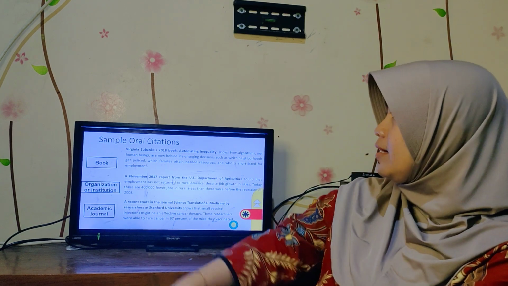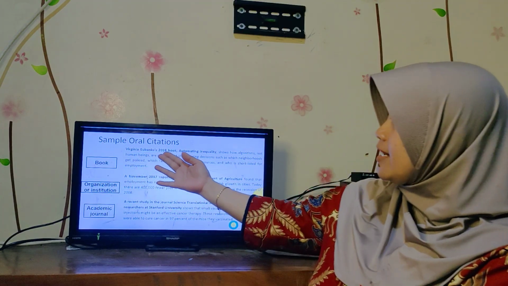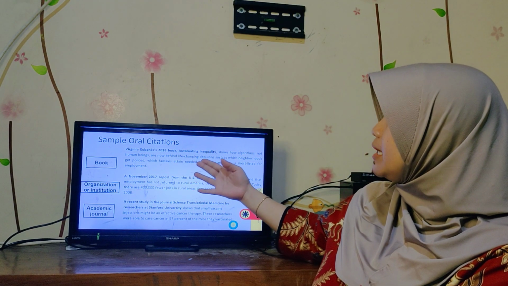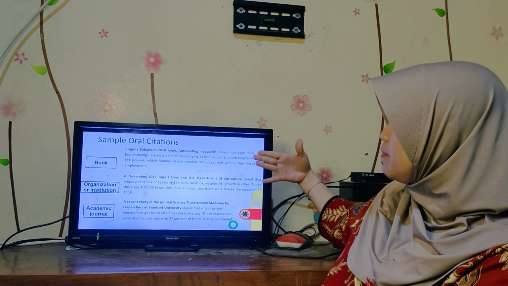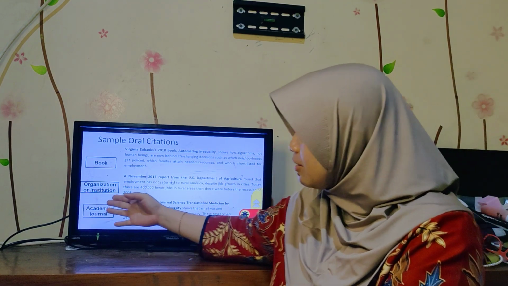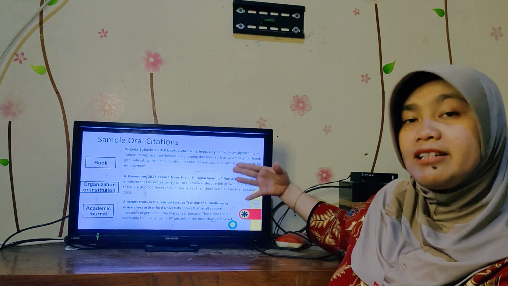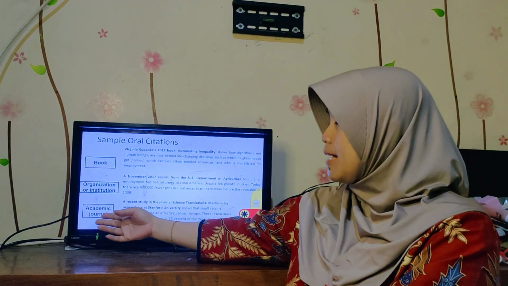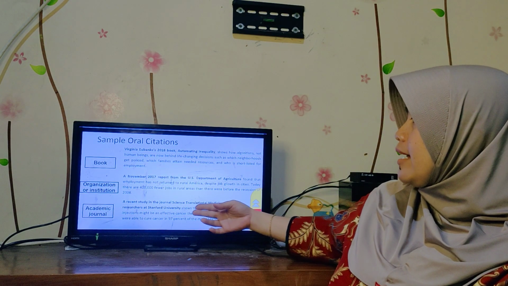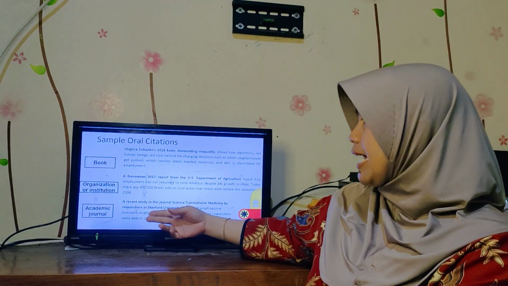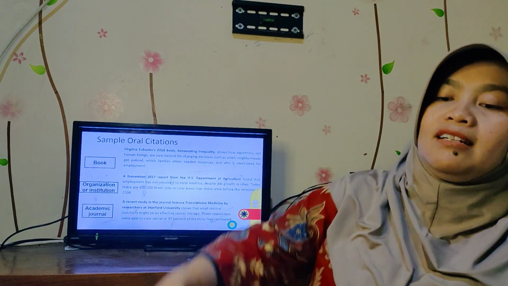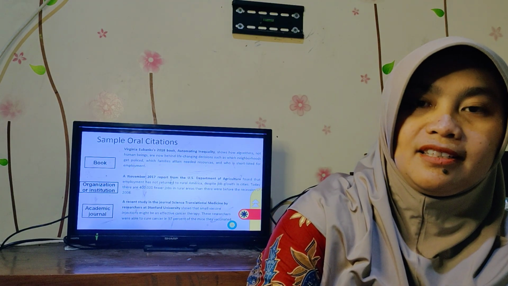Here are the examples. For the book, we say Virginia Eubanks' 2018 book, Automating Inequality, shows how algorithms. And then for the organization or institution, in a November 2017 report from the US Department of Agriculture. And then the academic journal, a recent study in the journal Science Translational Medicine by researchers at Stanford University shows that. So from the conclusion, overall, these methods aim to make presentations more persuasive and grounded in credible support.